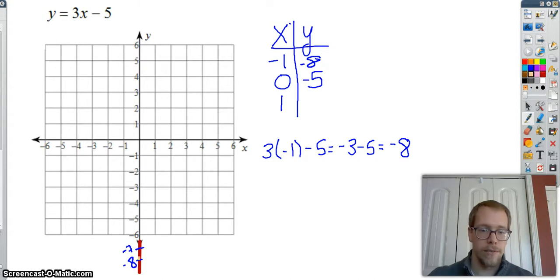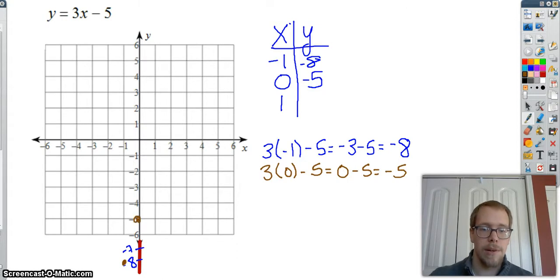Alright, so -8 is our output when our input is -1, and I'm going to use a lighter color here to go ahead and graph that so you can see it. And excuse me, notice our input value was -1, so that's -1, -8. That's going to be that value right there. I'm going to use a darker color so that we can see that. There it is. 0, when you input 0 into this expression, you get 3 times 0 minus 5, which is 0 minus 5, giving us -5.